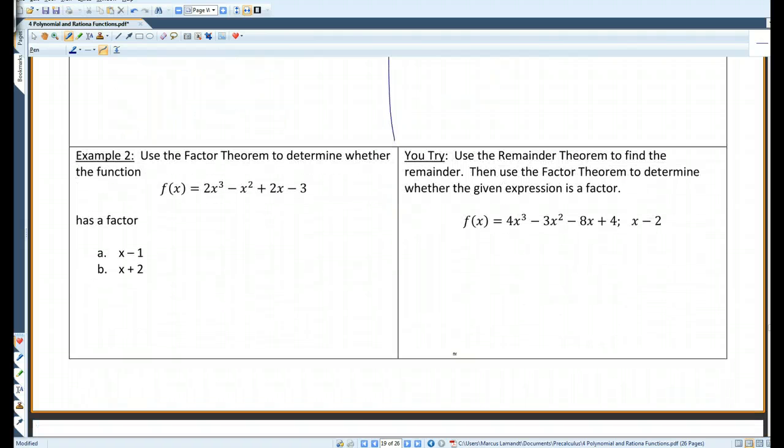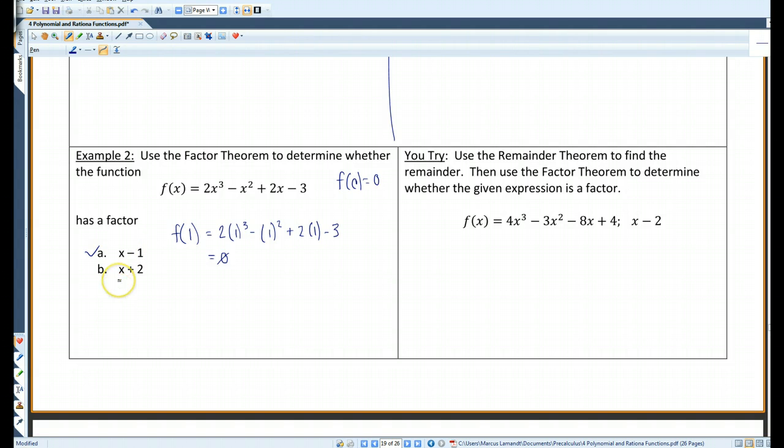Alright, let's do an example. Use the factor theorem to determine whether the function has a factor. And these are our options. The factor theorem states that if f of c equals 0, then it's a factor. So let's just plug in whatever we have. F of 1, we plug in 1 into all the x's. I'm confident you guys can all do this, so I'll just tell you it does in fact equal 0. So this one is a factor.